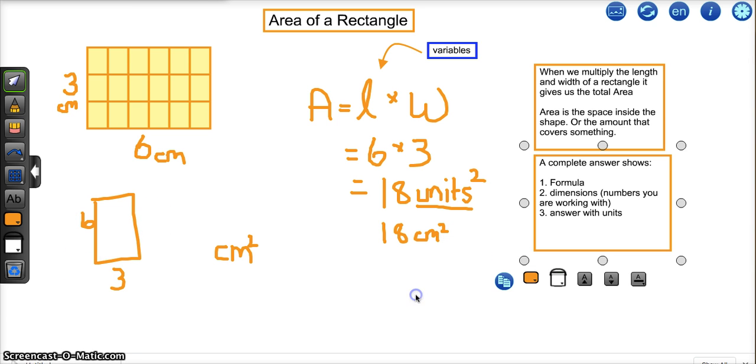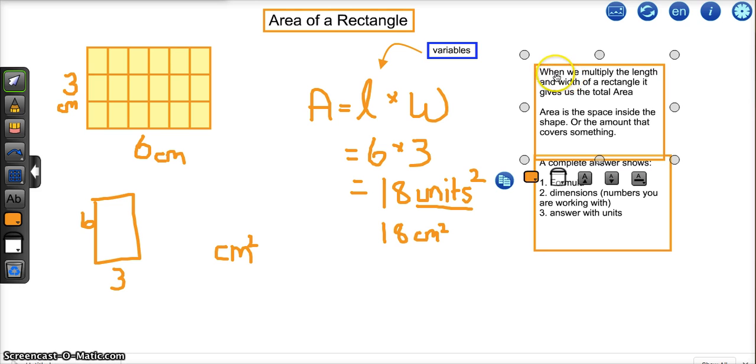All right, so a quick recap. The relationship is that when we multiply the length and width of a rectangle, it gives us the total area. So area is the amount of space inside the shape, or the amount of space that covers something, like your carpet or the flooring, the paint on the wall. It covers that whole surface.